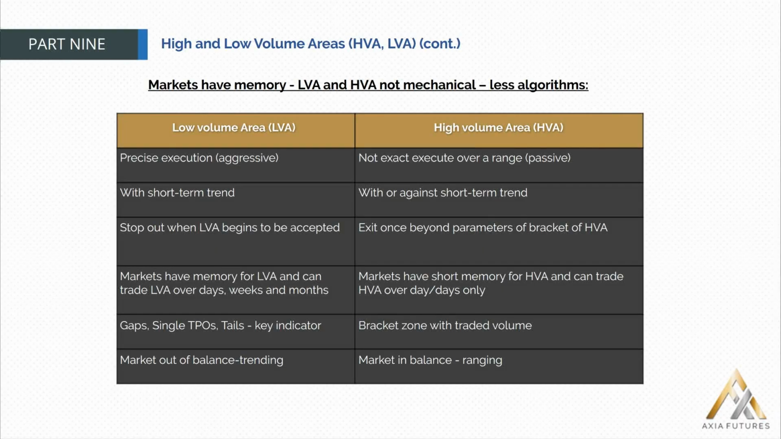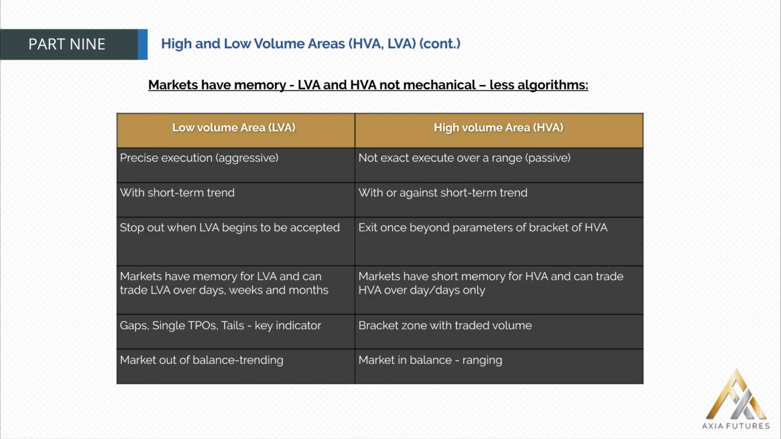We're now going to take a look at a table comparing the high volume area and the low volume area. Firstly though, it's important to understand why we utilize high and low volume areas to develop trade strategies. The basic premise is that markets have got memory, and that is why low volume areas and high volume areas work well. But these types of strategies are not easy to automate, and by that definition they can be very profitable strategies for us because there are less algorithms interfering.